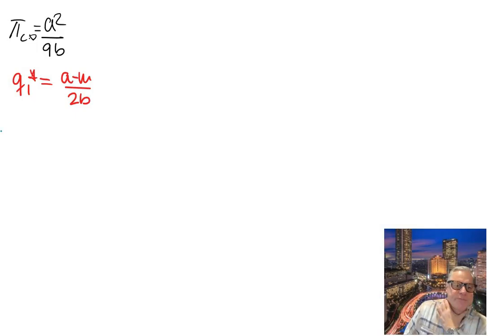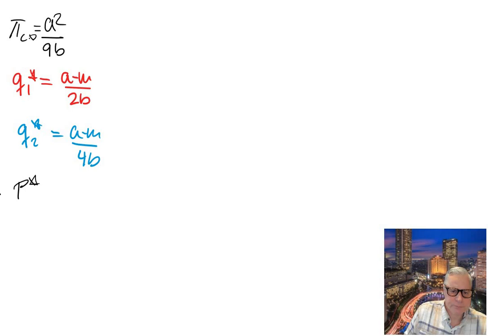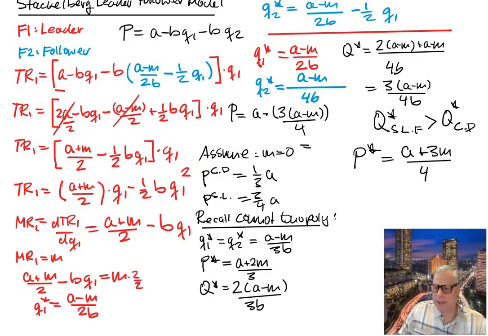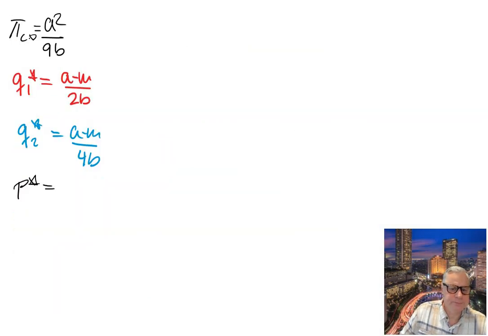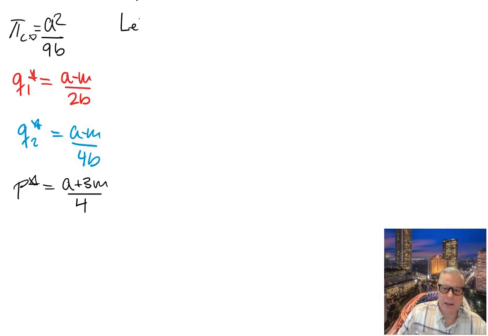and the follower's was A minus M over 4B, and the equilibrium price in the Stackelberg leader follower world we just calculated as A plus 3M over 4. Okay, and now we assume again let M equal 0.